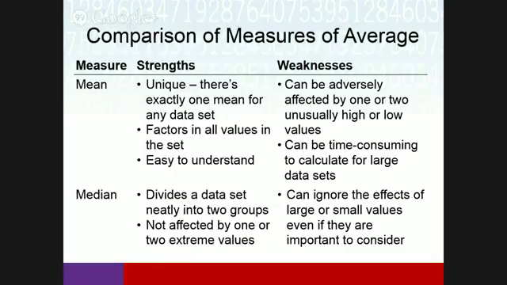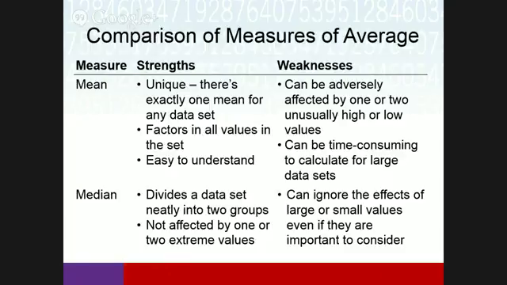The median is a nice measure of average because it divides the data set neatly into two equal groups, and it's not affected by one or two extreme values. Like if someone scored 100 on the test, it's not going to affect the median. They would have scored an 80 or 100. If I put them in order, it's not going to affect it much. However, it can ignore effects of smaller or larger values that are important to consider.